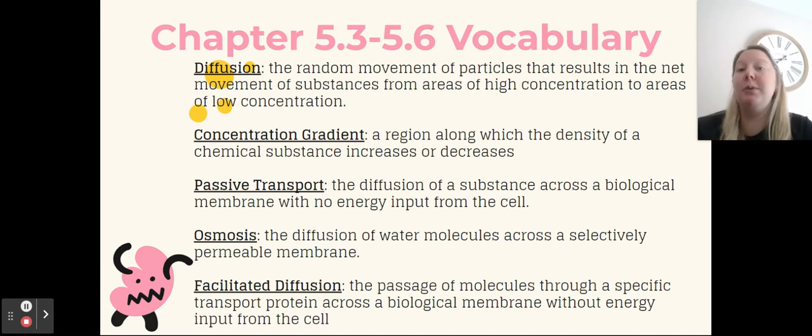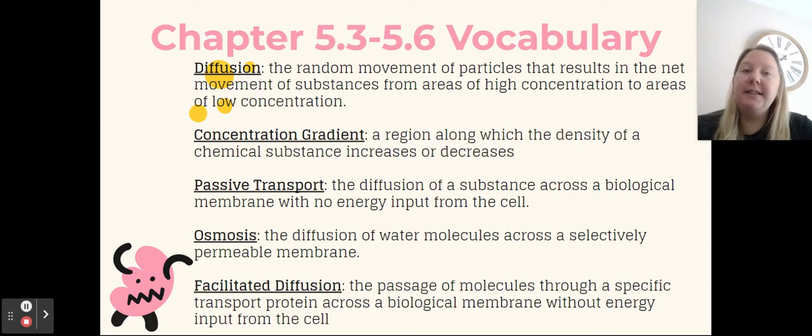The first is osmosis. Osmosis is the diffusion of water molecules, only water molecules, across a selectively permeable biological membrane. Water is one of those things that we need to live. Living things cannot survive without some type of water. With it being that important, water has its own type of passive transport, and we call it osmosis.